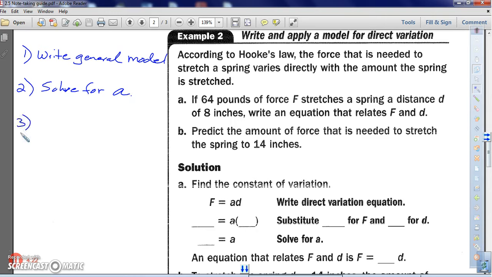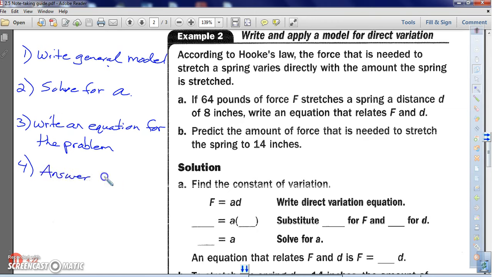Step number 3 then, we write an equation for the problem. Now, what we do then is once we figure out what a is, we plug it back into the general model to find that equation. And then step number 4, we can answer any questions that we have about the problem, such as to graph it, or maybe to find a value for the variable when the other variable is a specific value.